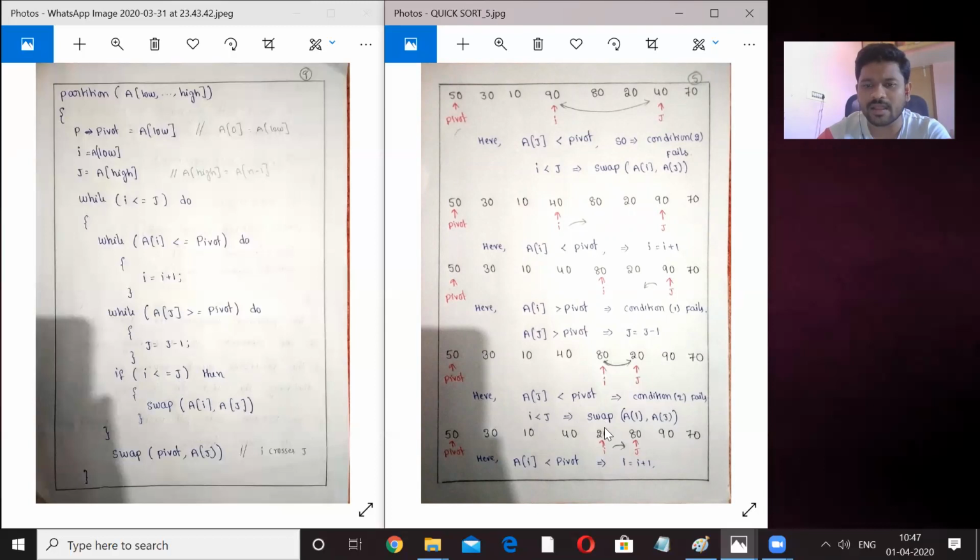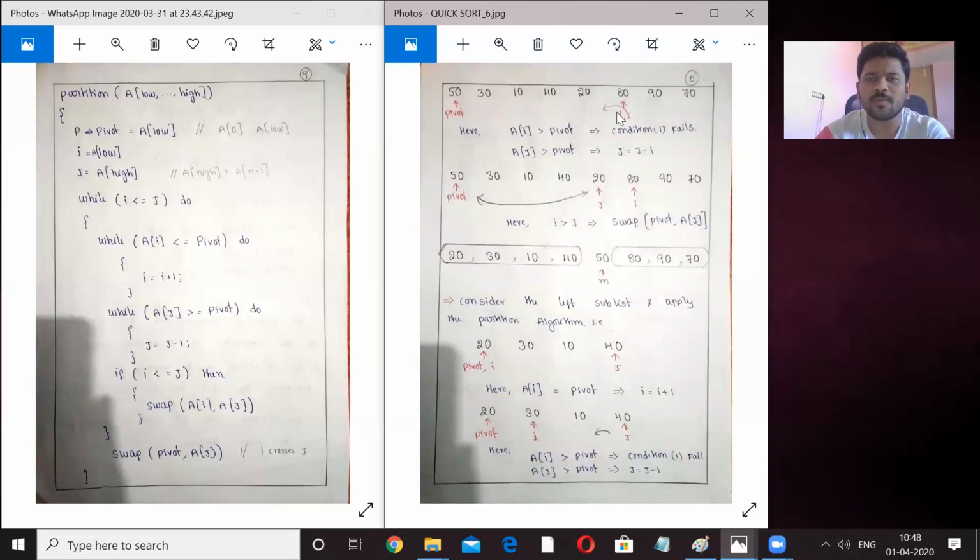So here A of I is 20 and my pivot element is 50. So A of I is less than my pivot element, so I is equal to I plus 1, incremented by 1 position. So A of I will be 80 and my pivot element is 50. Here A of I is greater than my pivot, so the first condition fails. Then I need to go for the second condition.